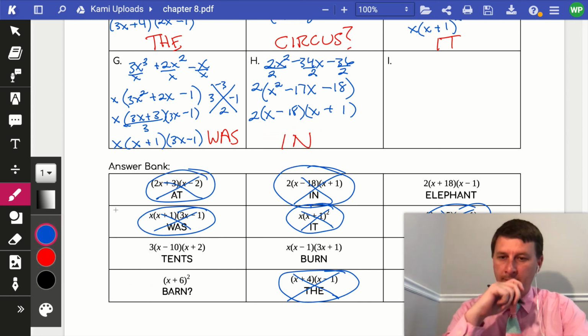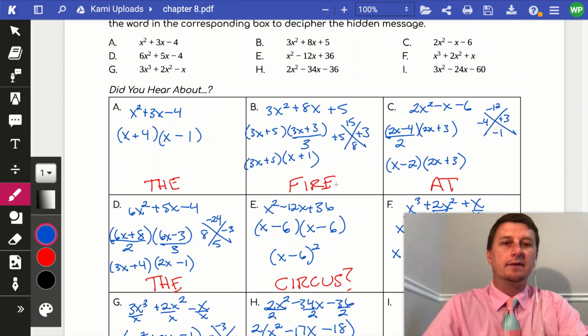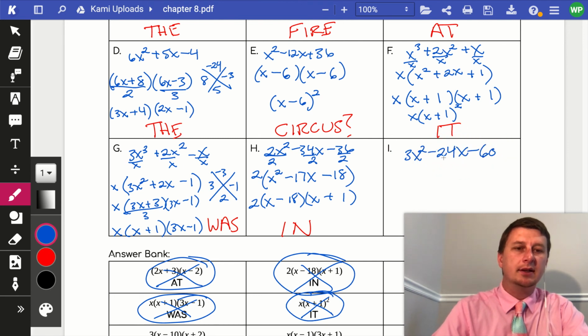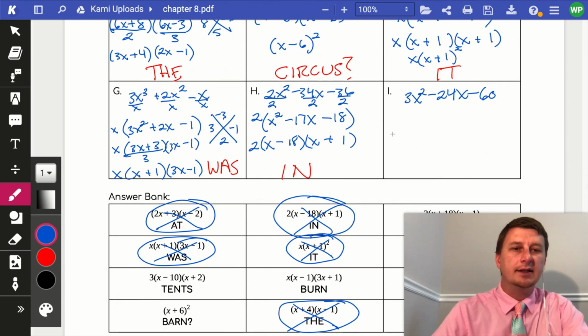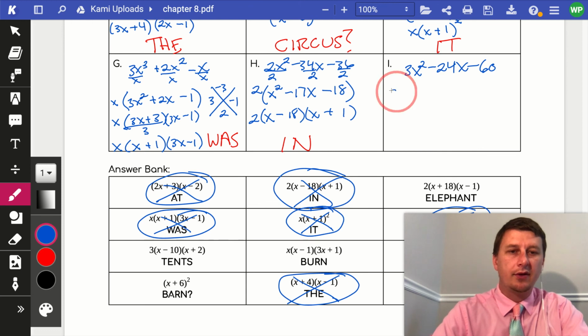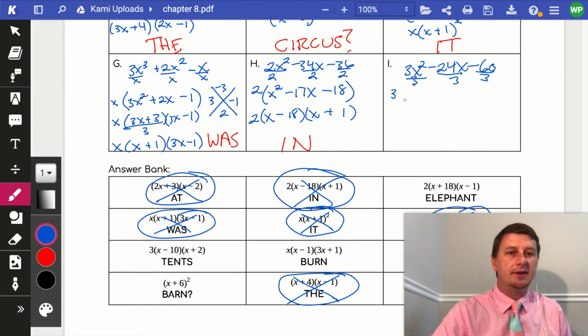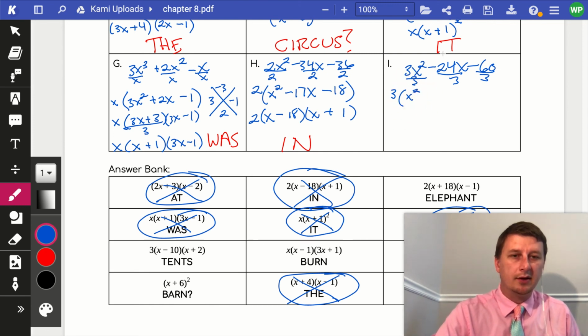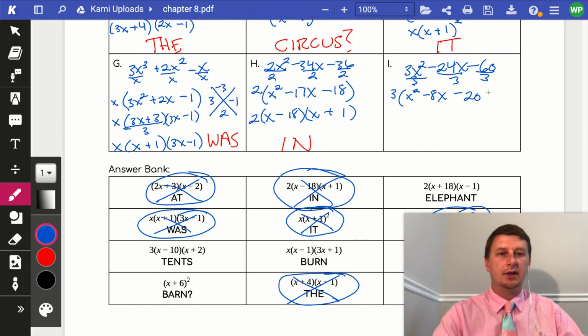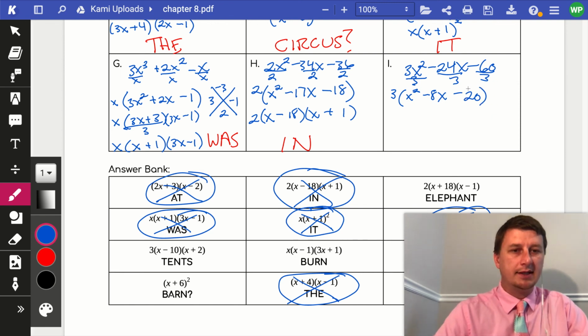And we have one final polynomial to factor. That's I, 3x squared minus 24x minus 60. Let's just check and see if I got that right. Yes, I did. And I want to factor this. I have a GCF, which is 3. So I'm going to divide each of these terms by 3 to see what remains inside the parentheses. I'm left with x squared. Negative 24x divided by 3 is negative 8x. And negative 60 divided by 3 is negative 20. So now I have x squared minus 8x minus 20.